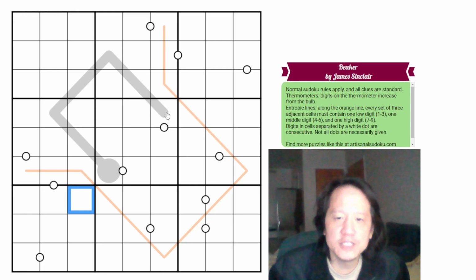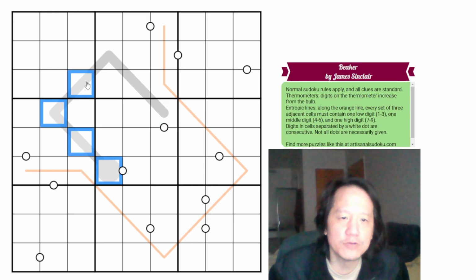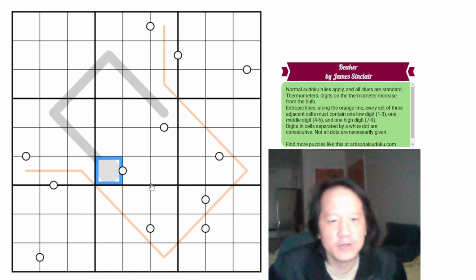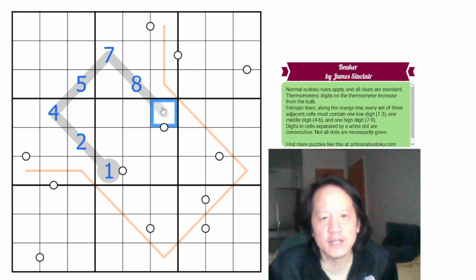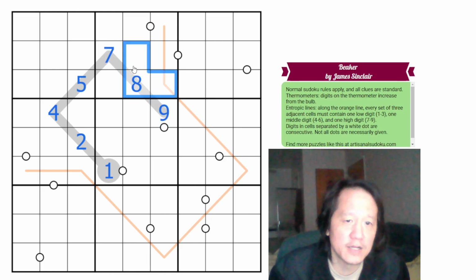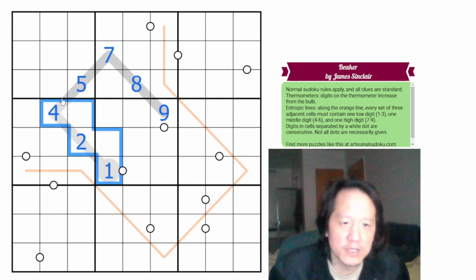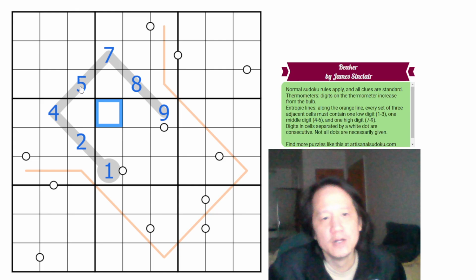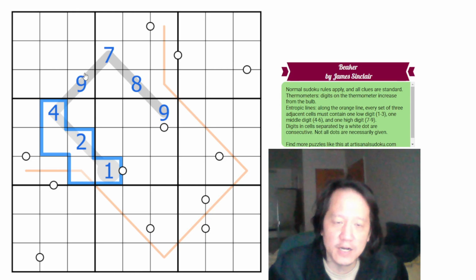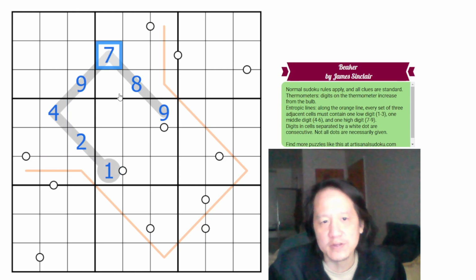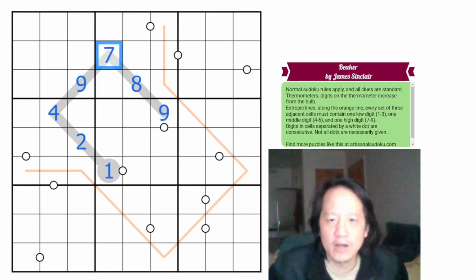Thermometers. Digits on the thermometer increase from the bulb. So you're always increasing from the bulb to the tip. So a potential example of the thermometer would be 1, 2, 4, 5, 7, 8, and 9. That's possible as a thermometer. It's always increasing, right? If say we had this as a 9, this would break because obviously 9 does not increase to 7. So that's how thermometers work.